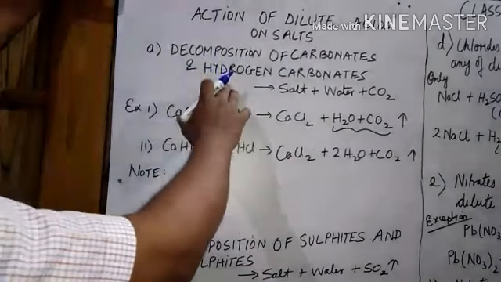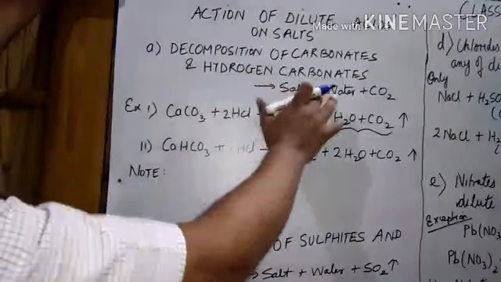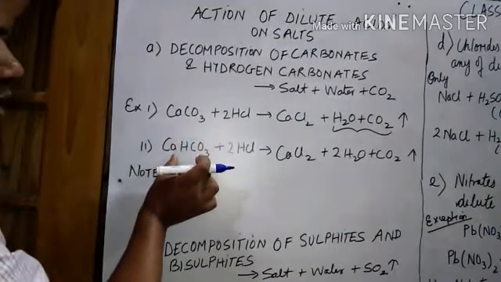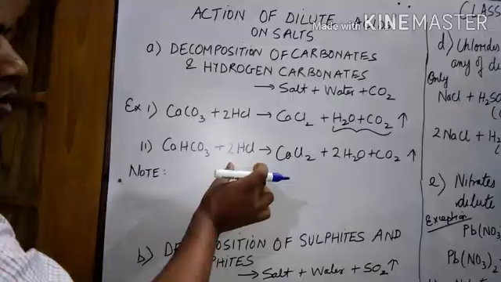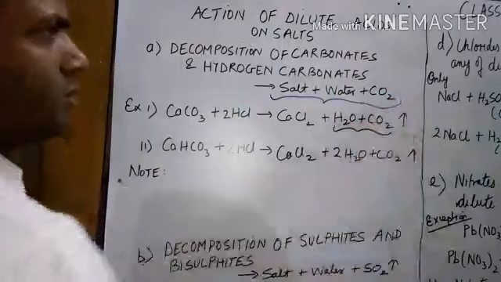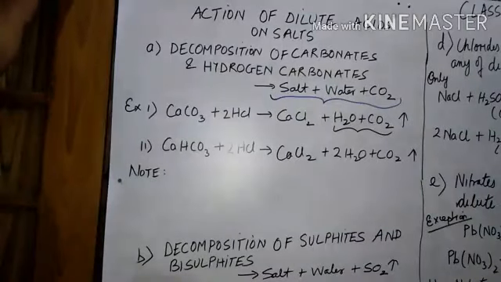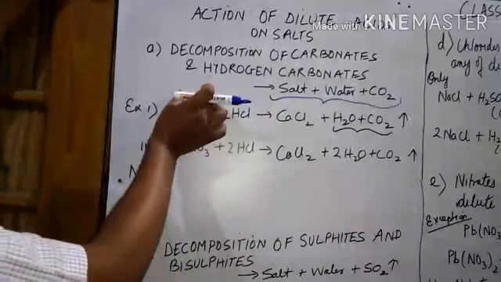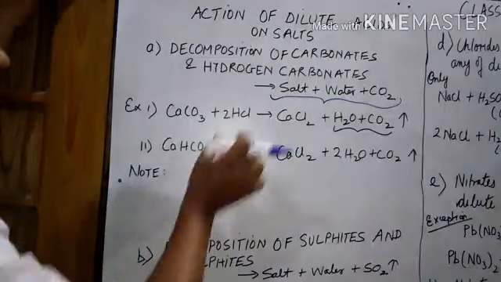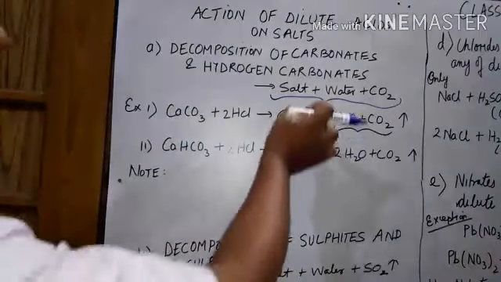The first heading is decomposition of carbonates and hydrogen carbonates. Whenever a carbonate or hydrogen carbonate reacts with dilute acid, we get salt plus water and CO2. So decomposition of carbonates and bicarbonates with hydrochloric acid will give salt plus water plus CO2.